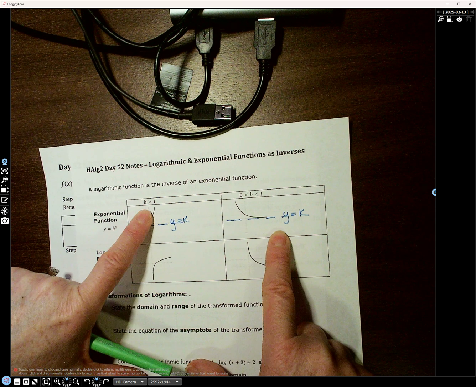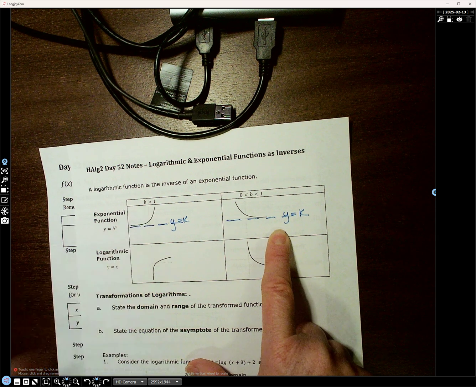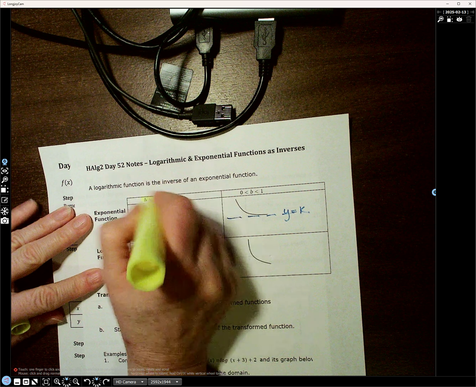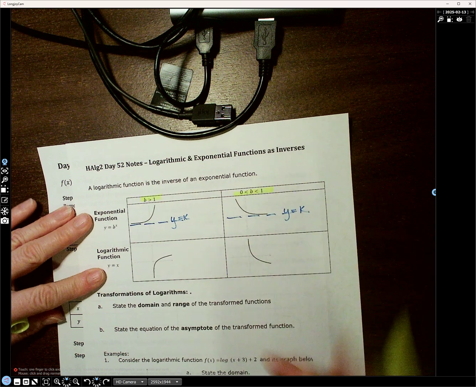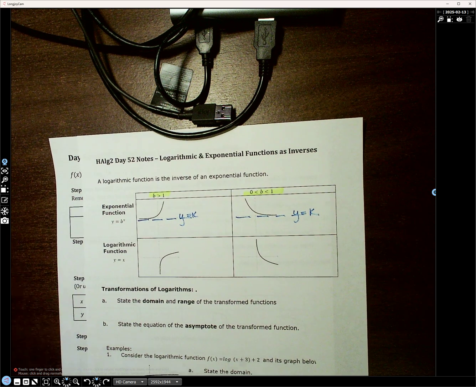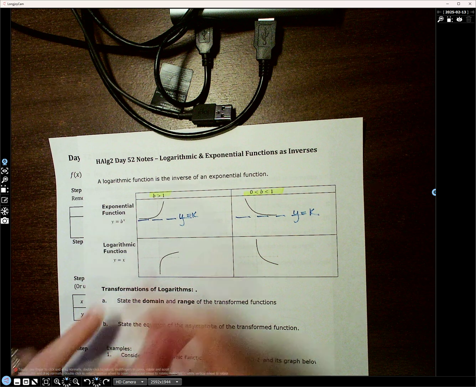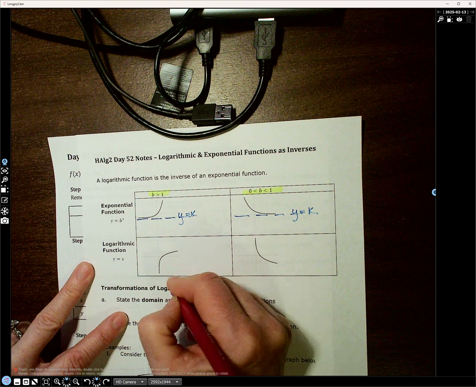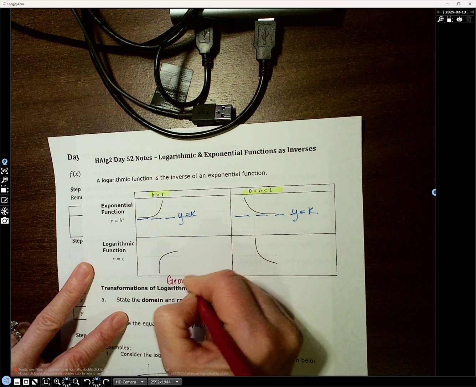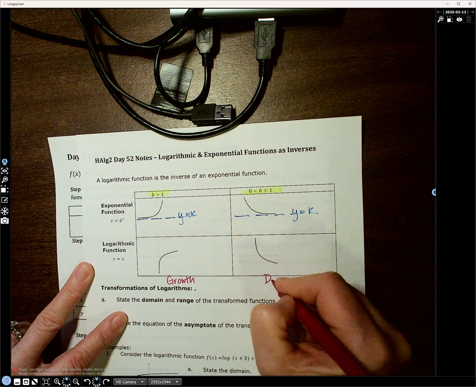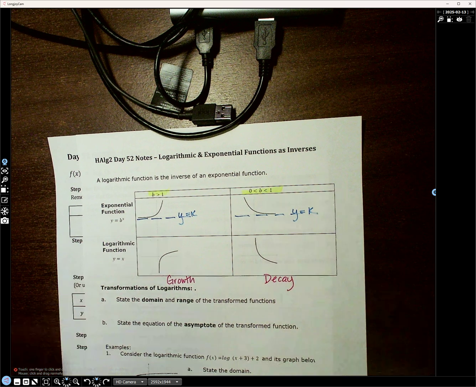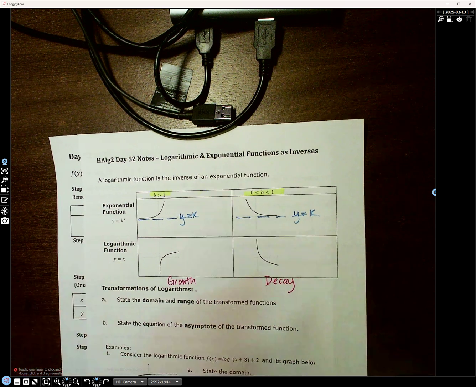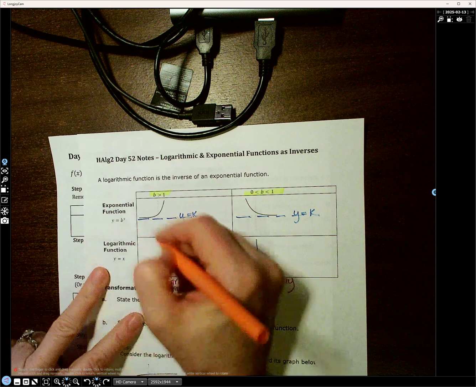the b values, right? B greater than 1, we know this is growth. Okay, so we've got b greater than 1, b between 0 and 1. So we see that we have growth. We don't really think of logs as growth, but they are growth. And this is decay.